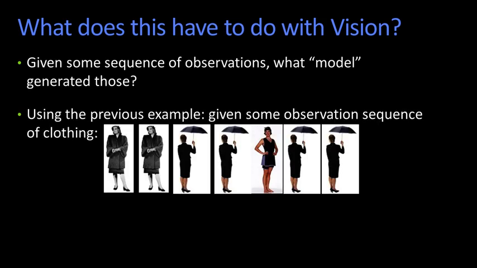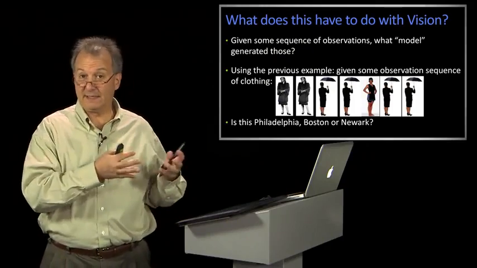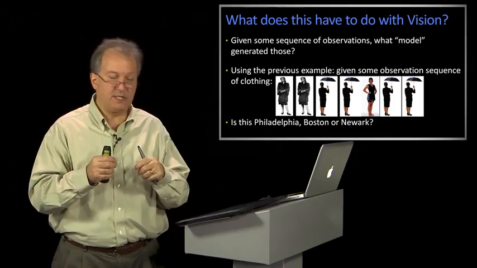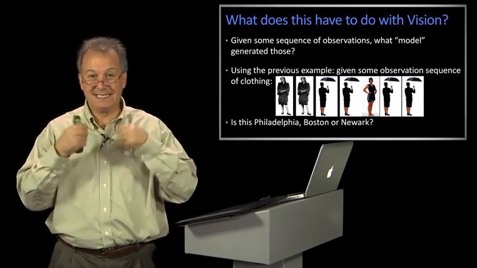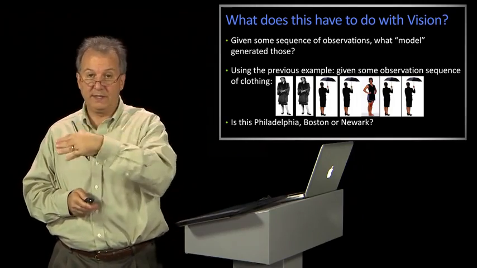So using our previous clothing and weather example, suppose you're seeing some sequence of clothing. You check the clothing that people are wearing each day, and then the question you want to ask is, is this Philadelphia, Boston, or Newark? Presumably you've been collecting sequences of these observations from Philadelphia, a bunch from Boston, a bunch from Newark. You have trained a model, and we'll talk about that later. You've created a model that will tend to generate sequences with the same statistics as those in Philadelphia, Boston, or Newark. And then given some new observation sequence, you'd like to say, which one is this?